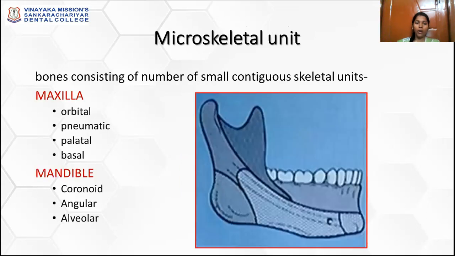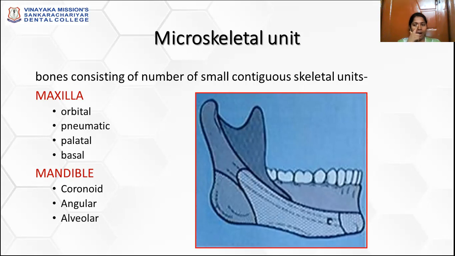Likewise, now comes your microskeletal unit. If we see this microskeletal unit, now we divide them into small bones. Like if we say maxilla, it is a macroskeletal unit. But if we look in the maxilla, we have your orbital part, we have your pneumatic part, we have your parietal part, we have your basal part. So you are dividing them further into small units. Then it is again based on the function. See, it is not simply like that.